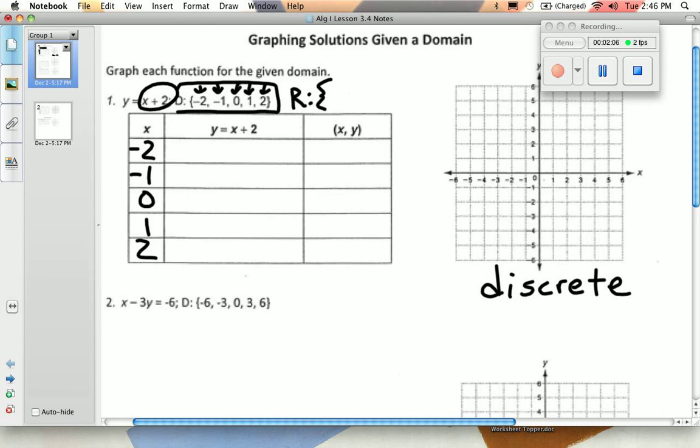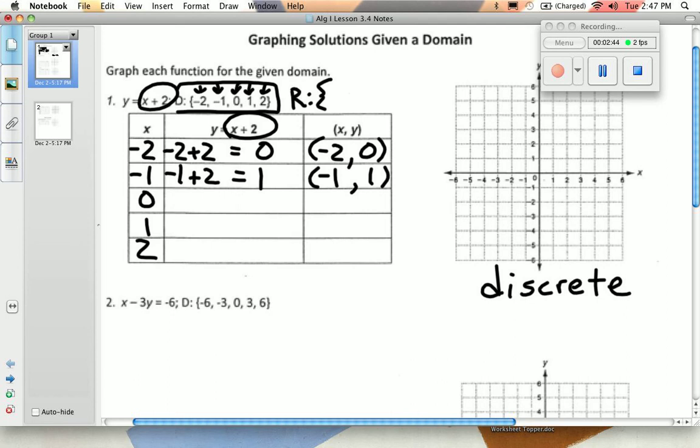So we're going to substitute into our function rule, and that's what we're going to do in this column. -2 plus 2 says take the x value, add 2 to it, and you will get your y value. So what's our y value when x is -2? 0. So that gives us ordered pair what? -2, 0. Okay? And we just keep doing that until we have all of our y values. So putting the x value in, adding 2 to it, and getting our y value. Writing the ordered pair.